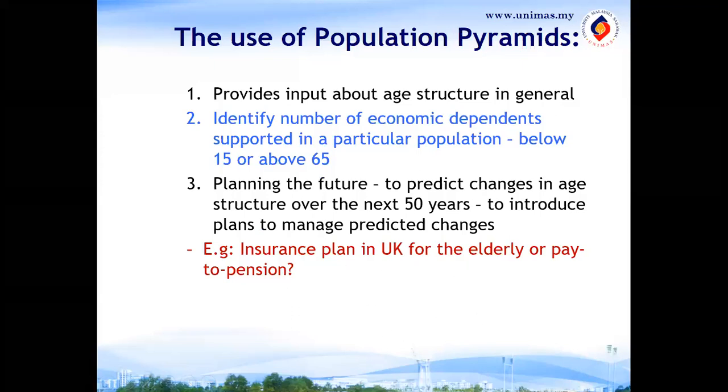Okay, so planning for the future to make prediction in terms of the changes in the age structure over the next 50 years. Yeah, you can do that too. So in other words, whatever data we have now based on the pyramid and so on will be useful, yeah, for us to make prediction on the needs for the future. Okay, for example, in UK, the insurance plan for the elderly, and also the pay to how much pensions need to be provided and so on.